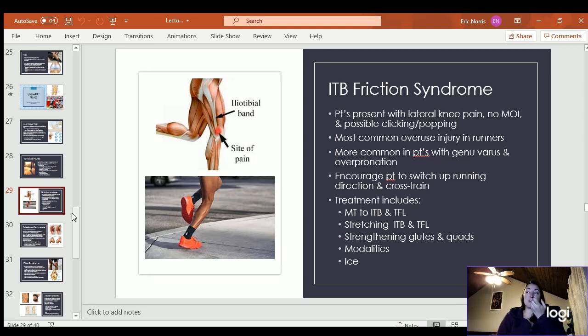More common in patients with genu varus and overpronation. I bet that's supposed to say genu valgus and overpronation, because genu varus typically is with oversupination. Yes, it's supposed to say genu valgus, and I'm so sorry about that.